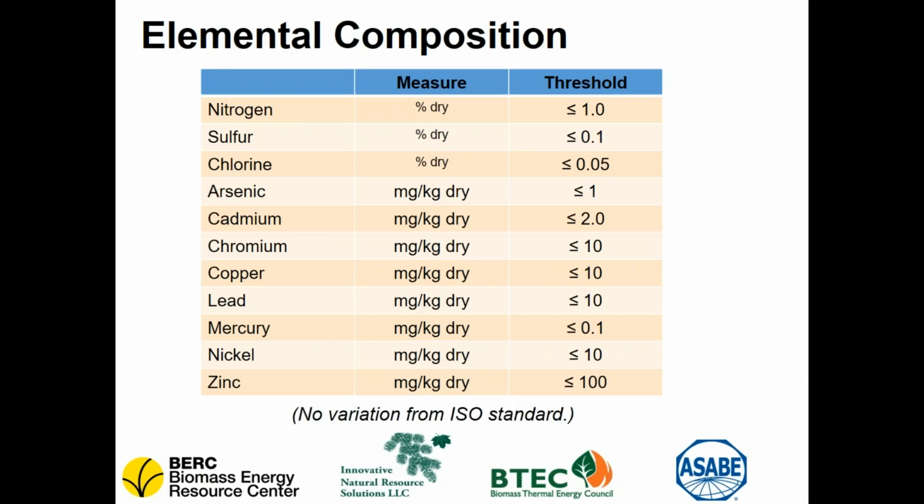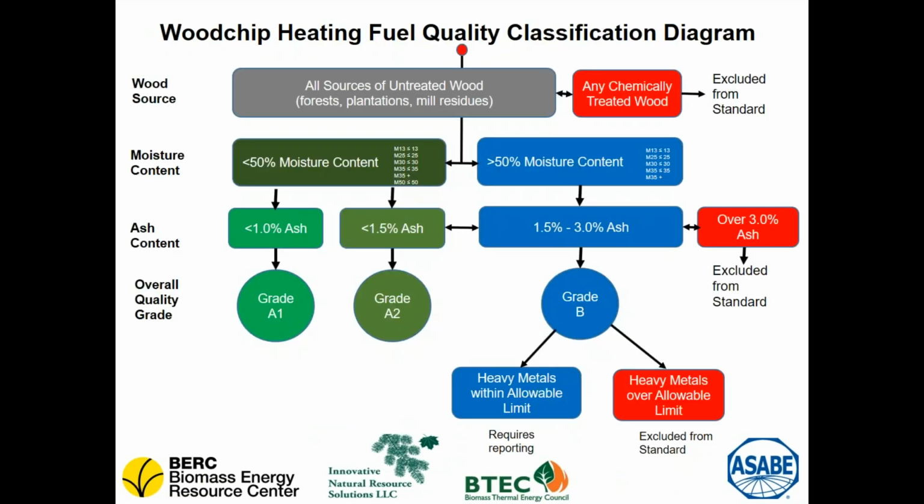So for elemental composition, there were no deviations made from the ISO standard. These are essentially directly as they came out of the ISO standard. It is important, again, to note that the thresholds listed here in this table are only for grade B chips. Essentially it only applies to chips with ash content over 1.5% and less than or equal to 3.0% ash content. So anything over 3% ash content is excluded completely from the standard, but elemental composition reporting is only required for the grade B. It is not required for grade A1 or A2 chips. Next slide.